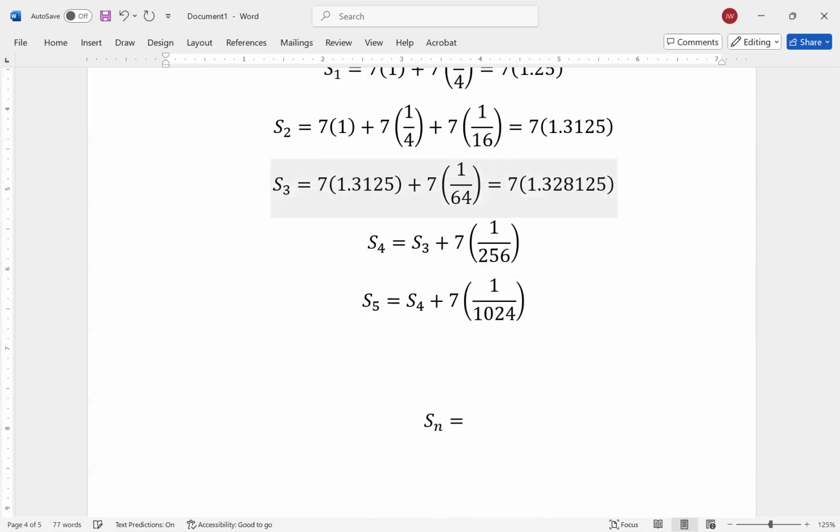And then I'll do a couple more. S6 is going to be S5 plus 7 times 1 over 4096. And then we'll do one more. S7 is equal to the S sub 6 that we just found plus 7 times 1 over 16,384.